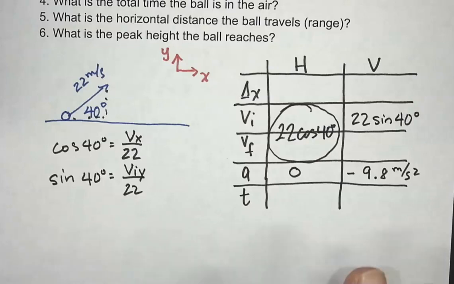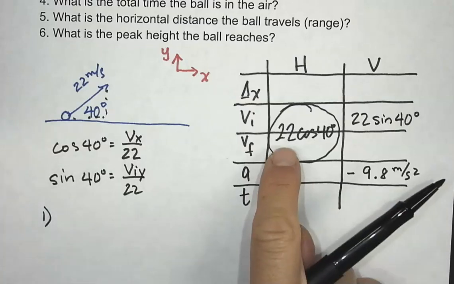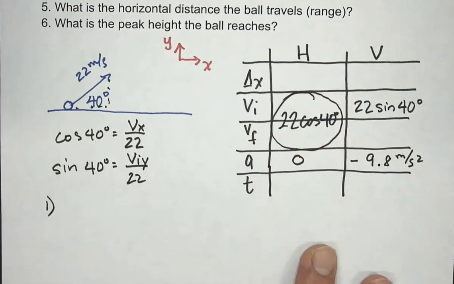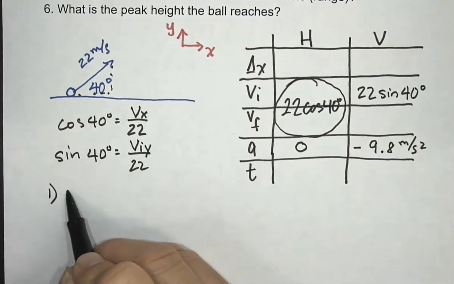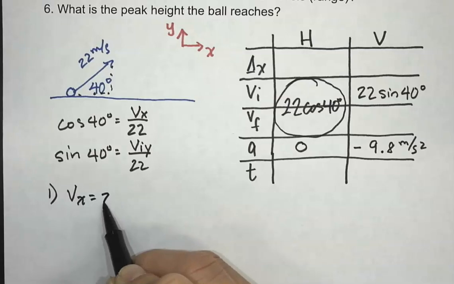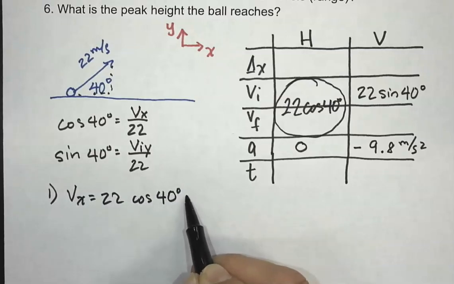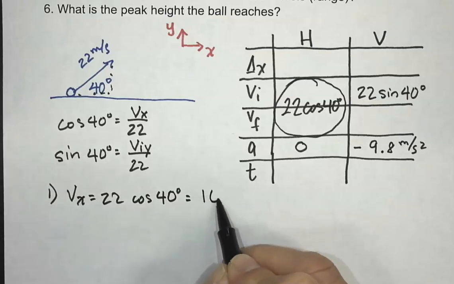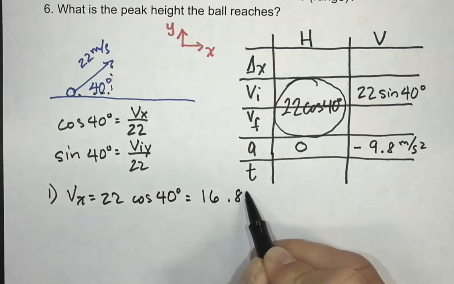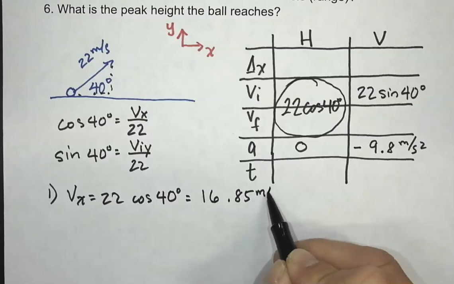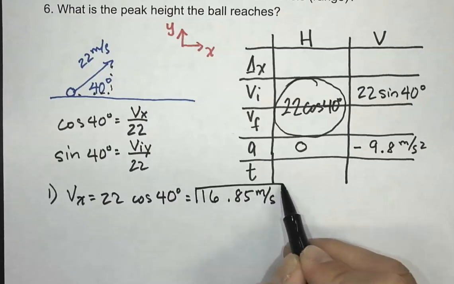All right, so from here I can answer the first question, which is, what is the x component of the initial velocity? So the x component of the initial velocity is just this, 22 cosine 40. So Vx is equal to 22 cosine 40 degrees. And make sure you are in degree mode. If you calculate that, you get 16.85 meters per second. Go ahead and box that.